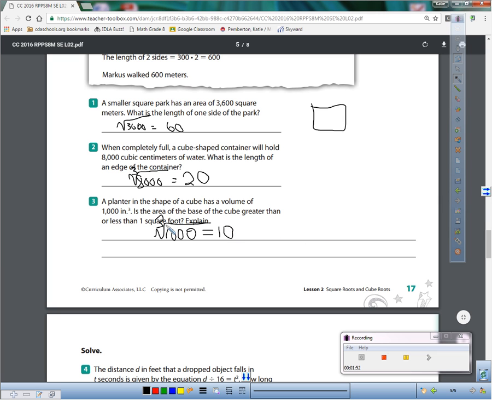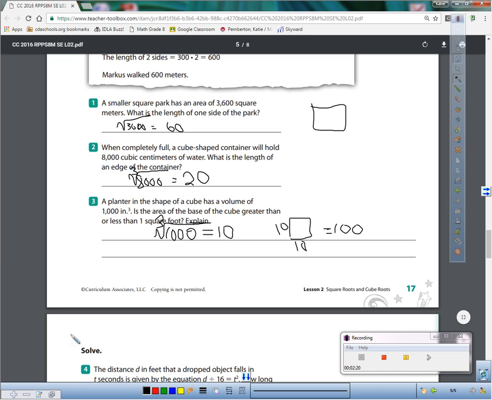Now that's not what the question's asking though. If you look at the question, it's saying, all right, now find the base. So the base is going to be a square, and each side is going to be 10. To find the area, you would go 10 times 10, which will give you an area of 100. So to answer the question, it's going to be greater than 1, because the base is going to be 100, which would be greater than 1.